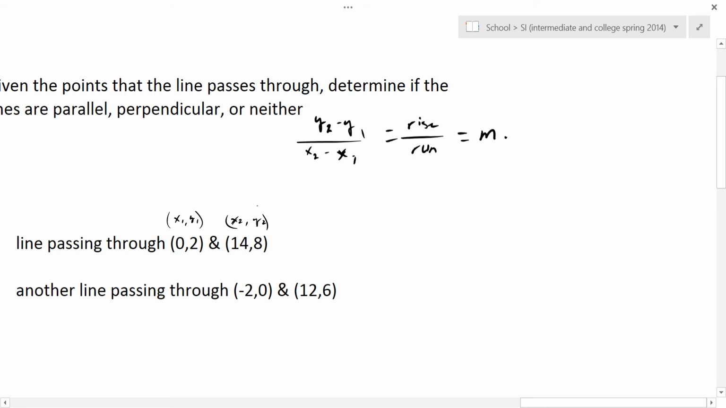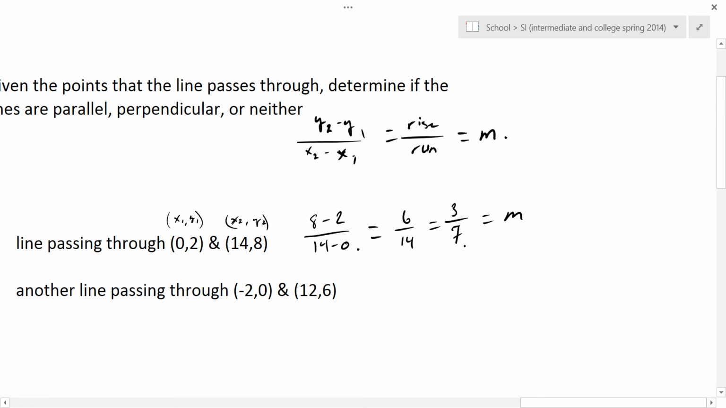And I've got 8 minus, what is y1? 2, over 14 minus 0, which equals 6 over 14, which equals 3 over 7. Okay, that's our m for this line.